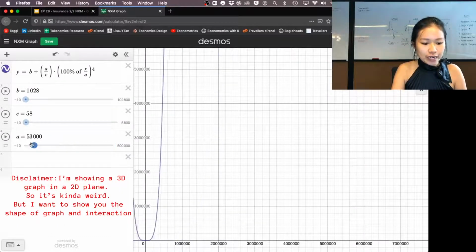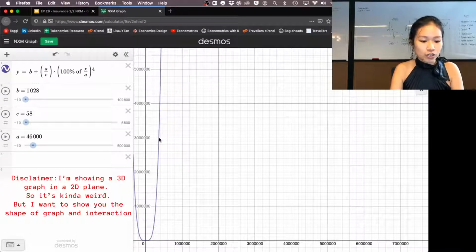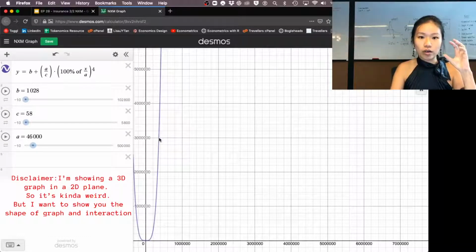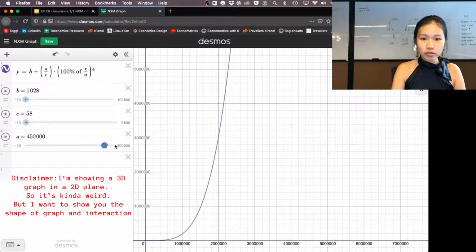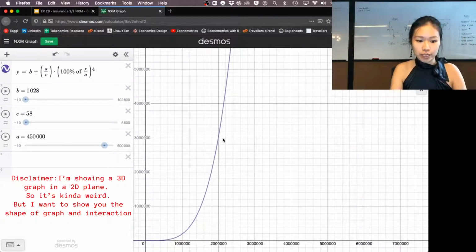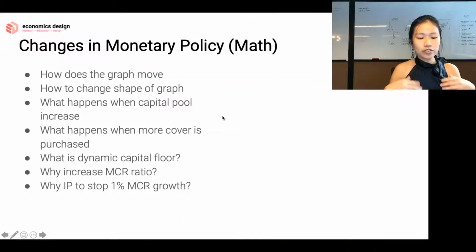But if I have very little capital, then the graph is very steep. That means the price difference between token X and token X plus 1 has a more significant difference, so a greater marginal difference. So long story short, more capital, more gentle the curve, which is better for trade or better for pricing, because the price of the next token is not that much different than the price of the previous token. So in general, that's how the shape of the graph changes.